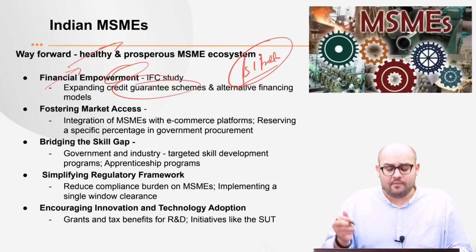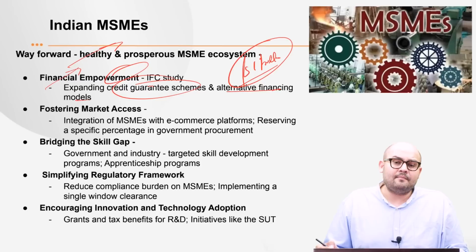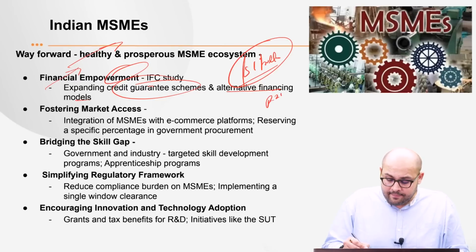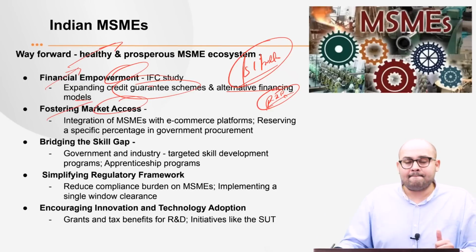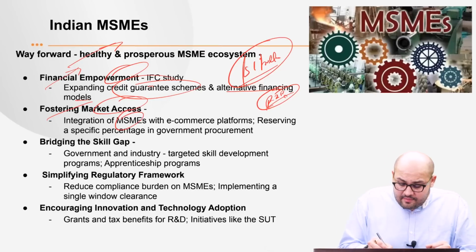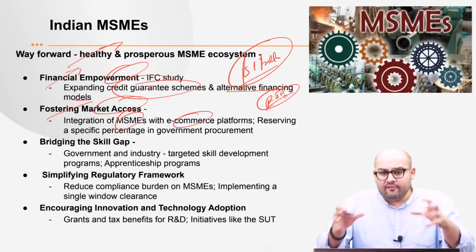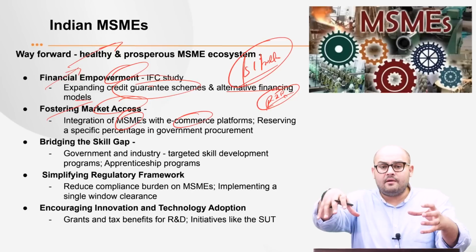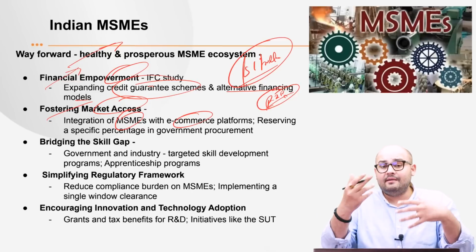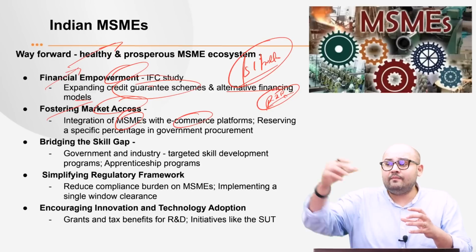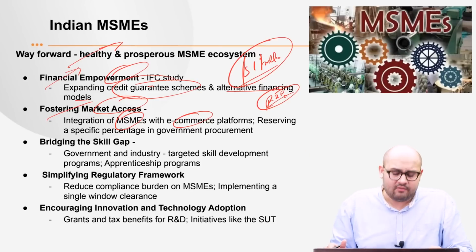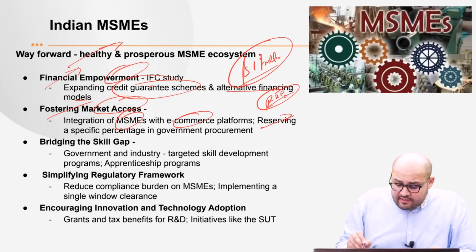Also, there needs to be a focus on alternate financing models. For example, we can have peer-to-peer lending, or viability gap funding, or angel investors, right? Next, fostering market access. There is a need to integrate the MSMEs with e-commerce platforms. If you integrate the MSMEs with e-commerce, it would reduce the geographical limitations which MSMEs have. That is, they would be in a better position to deal with customers who are far from their places, right? Next, there needs to be a reservation of a specific percentage in government procurement.